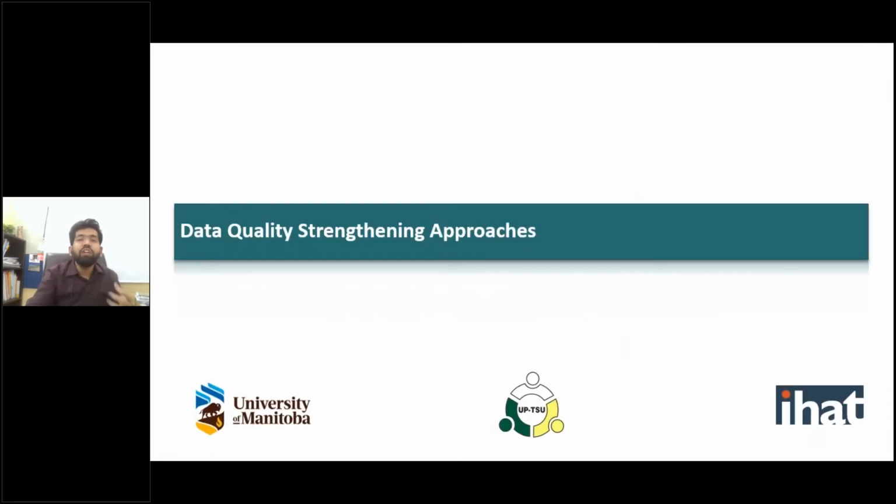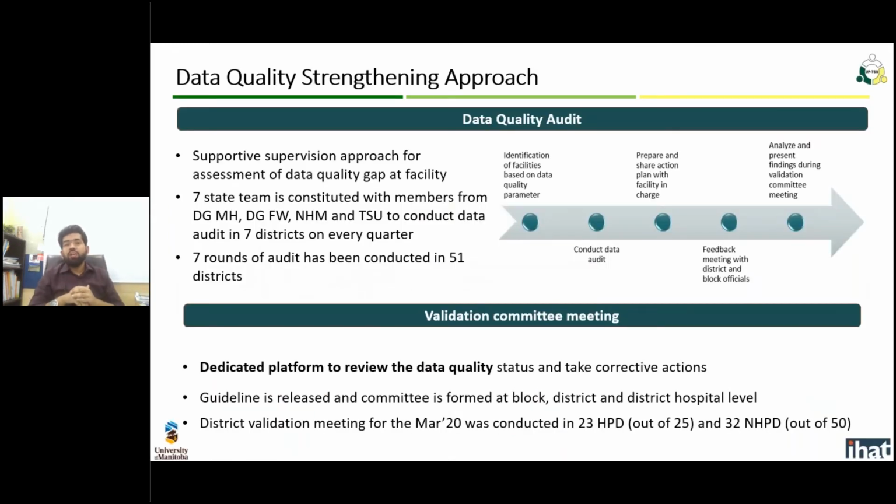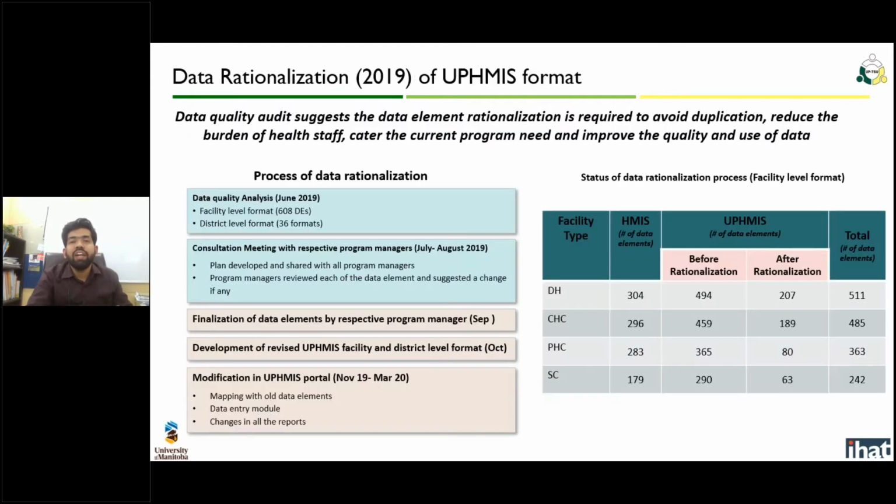As I said, we need different quality strengthening approaches as well, which include the data quality audit. Data quality audit is a supportive supervision approach for assessment of data quality, and for this the state has constituted 7 teams, comprising members from medical health, TSU, and NHM. They conduct the audit, match the portal data with the source documents, and identify the quality as it is. Second, the validation committee is a dedicated platform to review the data quality status, where committee members review the status and suggest corrective action on how to improve the data quality.